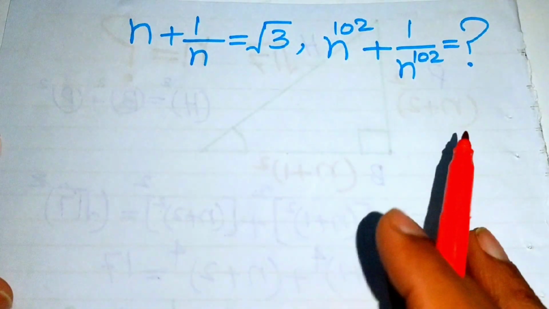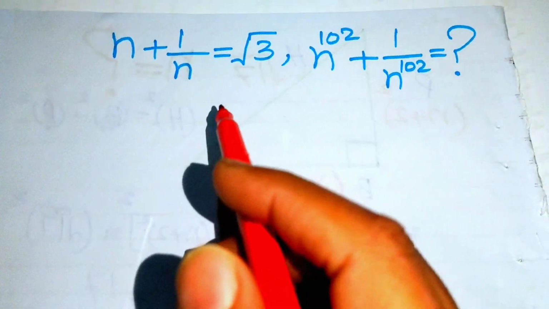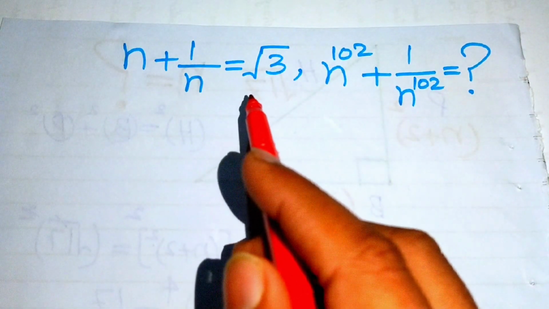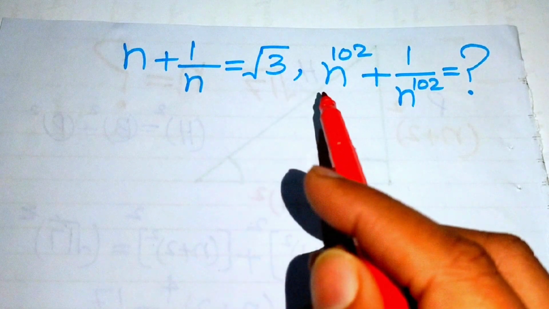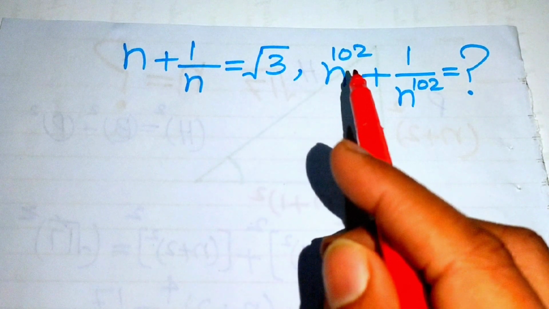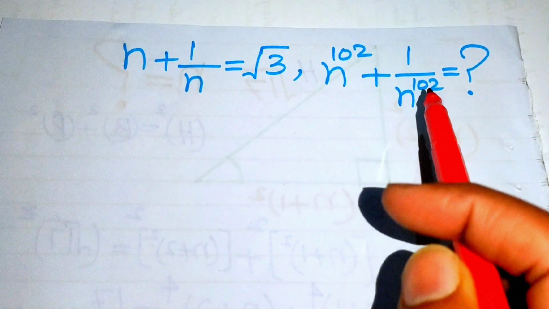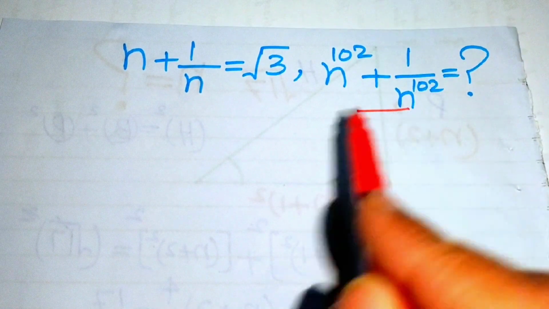In this video, we are going to solve this nice math Olympiad algebra problem. Here we have n plus 1 over n equals square root of 3, and we need to find the value of n to the power of 102 plus 1 over n to the power of 102.